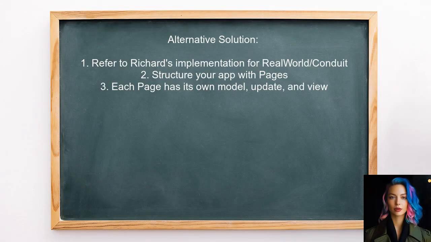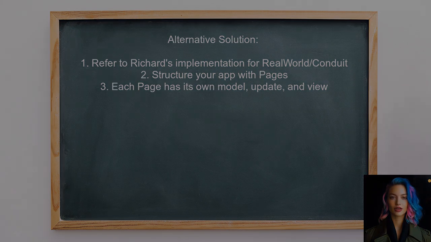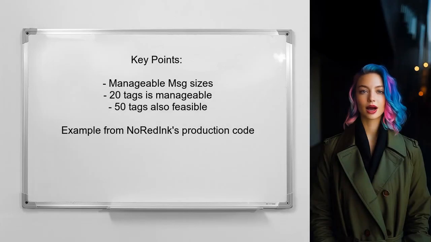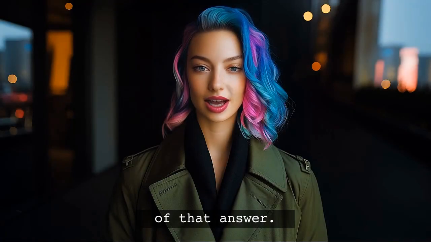One alternative approach is to look at Richard's implementation for the real-world conduit project. This method structures larger applications by introducing the concept of a page, which can have its own model, update, and view. In this setup, each page can have a large Msg, which is manageable. For example, having 20 or even 50 tags within a page is feasible, as shown by programmers at NoRedInk in their production code. That's the end of that answer.